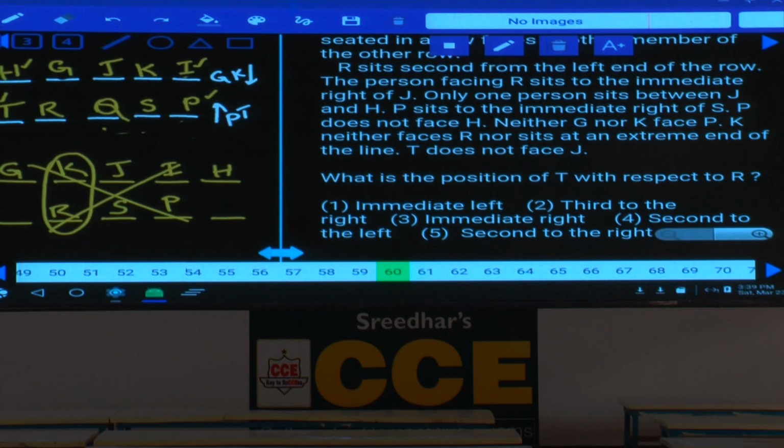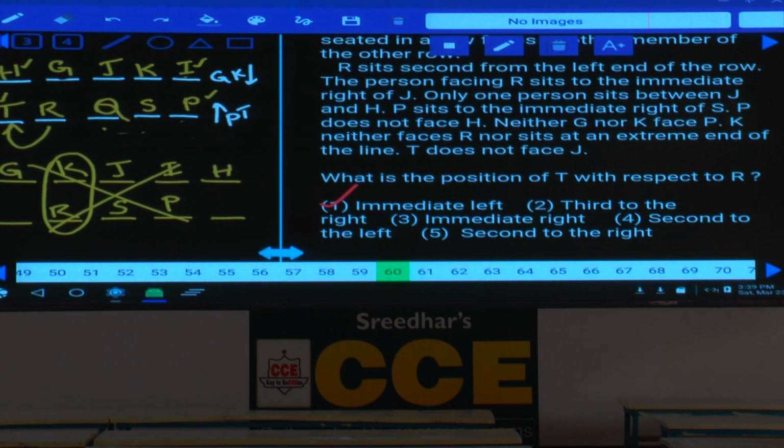Question 95. What is the position of T with respect to R? T is to the immediate left hand side of R. Immediate left, that is choice 1. T is to the immediate left of R, so choice 1 is the answer. Now this was about question numbers 91 to 95. Clear? Then 96 to 100.